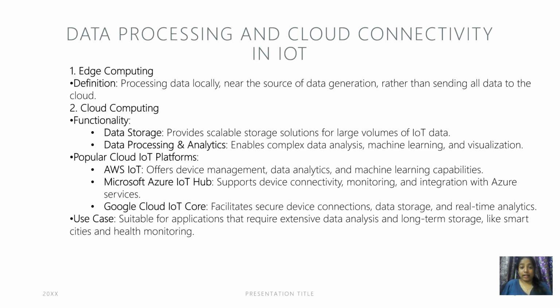Data processing and cloud connectivity in IoT. There are two types of data processing: edge computing and cloud computing. In edge computing, it processes the data locally near the source of data generation rather than sending all data to the cloud. But in cloud computing, it sends all the data to the cloud. The benefits of edge computing are reduced latency, quicker response times for real-time applications, and lower bandwidth use, with less data sent over the network, reducing cost.